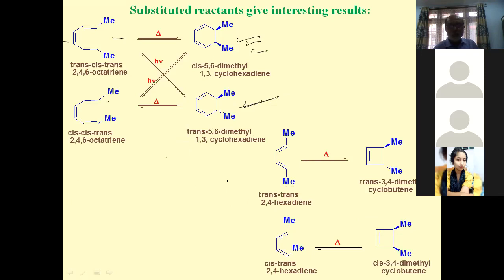Oh my goodness, my pointer is here. Now this is trans, and here we will be getting a butene. But here the product, the methyl groups that we find are in the trans configuration. This is in the trans configuration. But in the first case, when it was there, this is also trans, but there we got cis configuration.